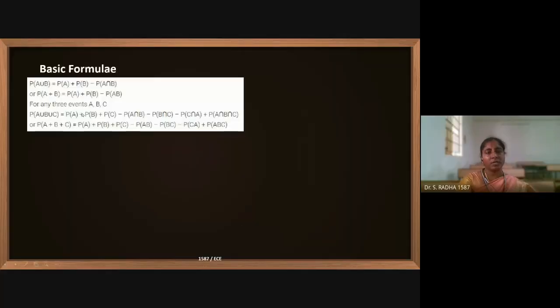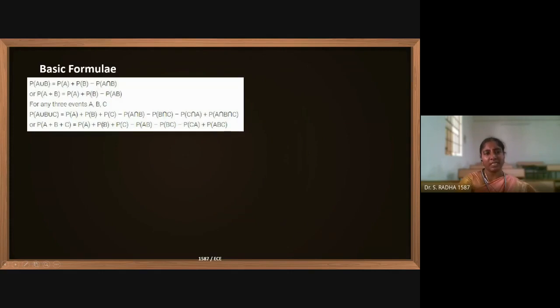This is also part of the probability. These formulas are also used in the Venn diagram case. P of A union B is nothing but P of A plus P of B minus P of A intersection B. Union can be written using a plus sign, and intersection can be written using a multiply sign. This is the case of two variables, A and B.